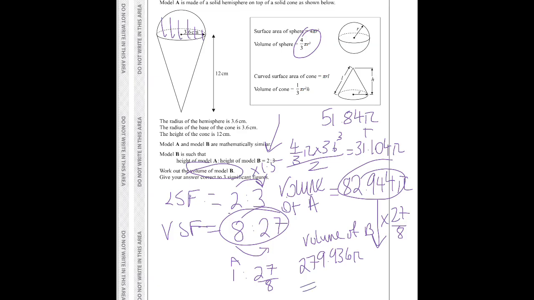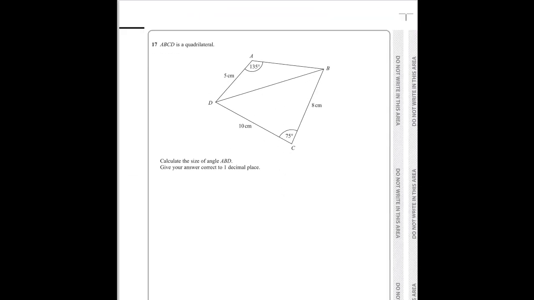But of course, at this point, I think it wants 3SF. It's 879.44488 and more to it, but to 3SF it will be 879 centimetres cubed. Right, well done if you got that. Well done to Jeff. Legend.